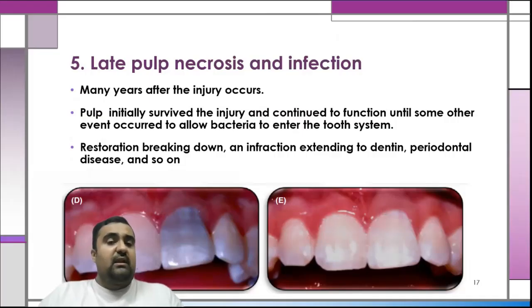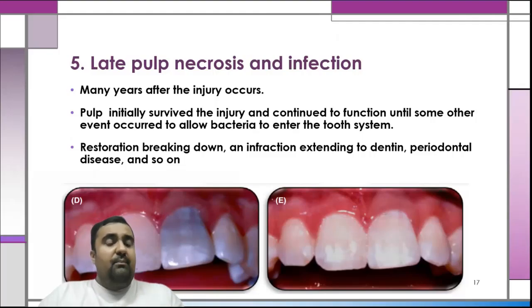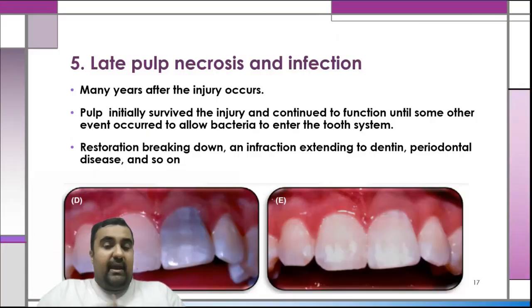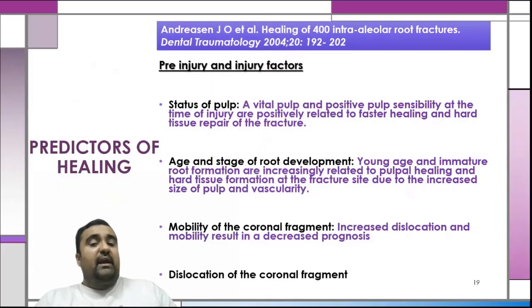Late pulp necrosis and infection usually happens many years after the injury. The pulp initially survived the injury, and continues to function until some event occurs which allows the ingression of bacteria into the tooth system. It could be due to various reasons like a restoration breaking down or an enamel infraction extending into the dentin, periodontal tissue disease progression, and so on. Correct? So what are the predictors of healing?